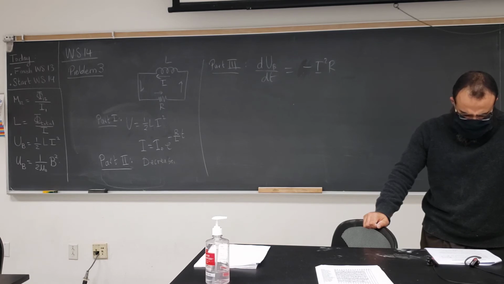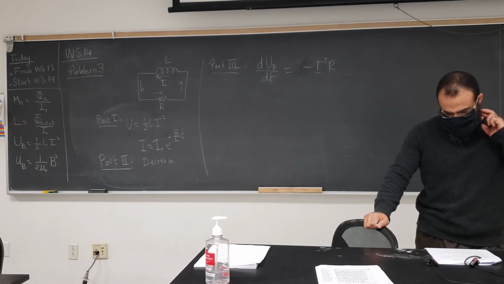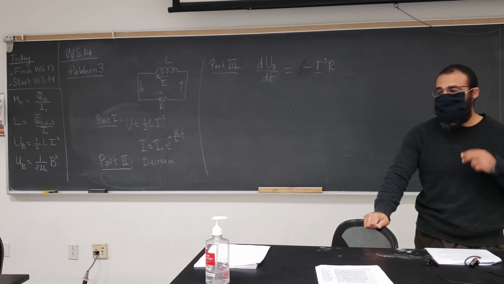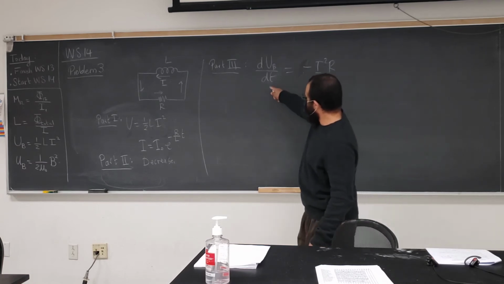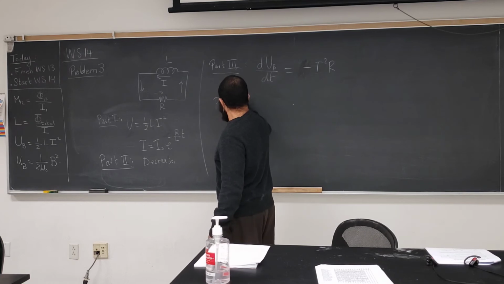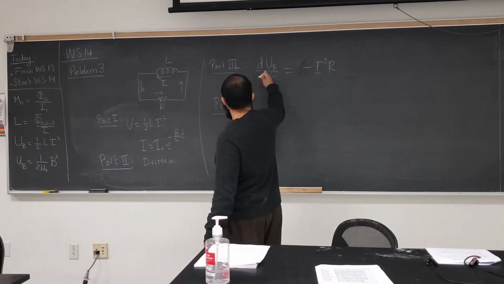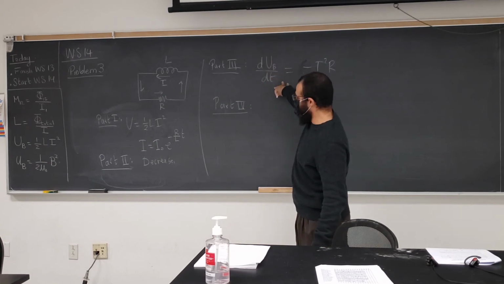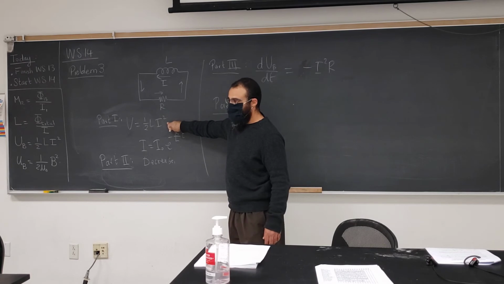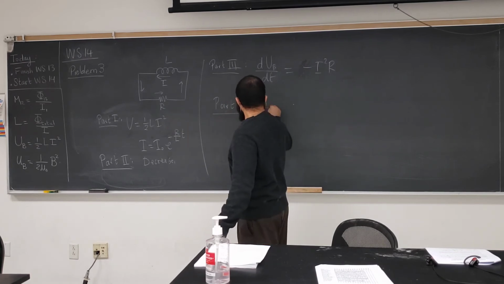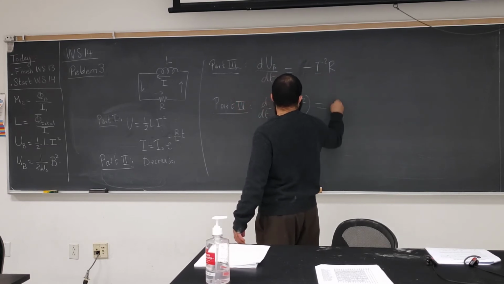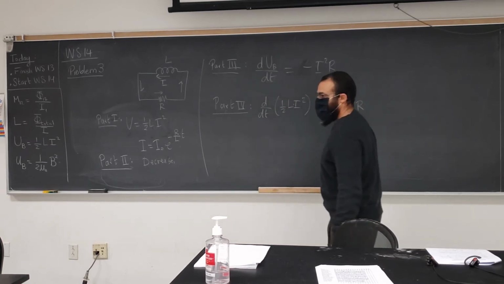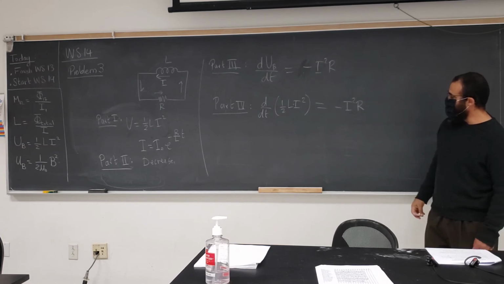Okay. Now it says, use your results from parts 2 and 3 to obtain an expression for dI dt in terms of R, L, and I. Well, we want dI dt. Let's do part 4. So let's take the derivative of this dU dt. So you have d dt of 1/2 L I squared equals, on the right side you have minus I squared times R. So take that derivative.